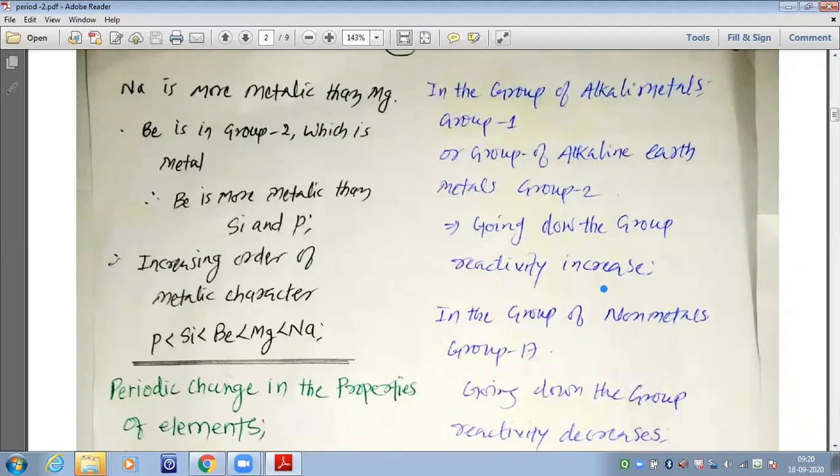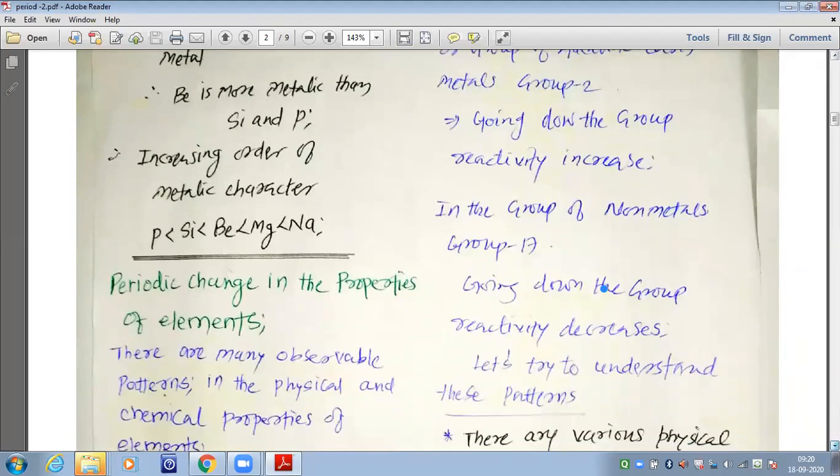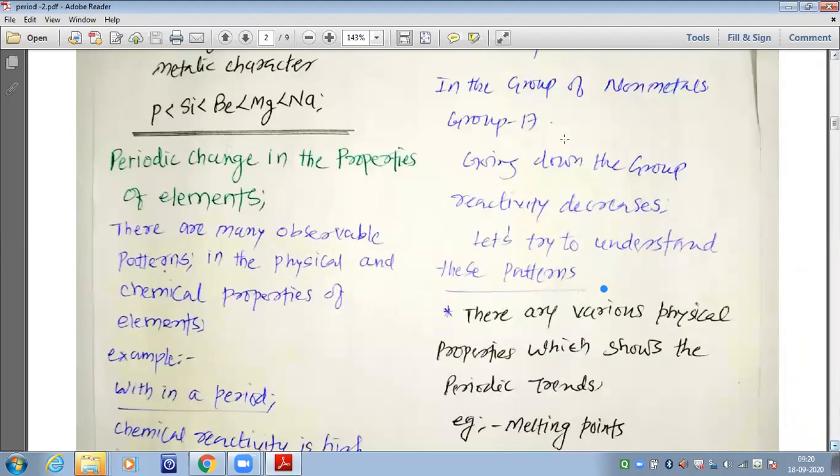Same way in group number 17, when we go down to the non-metals, group number 17 is the group of the non-metals. So going down the group, reactivity decreases. So if the group is made up of non-metals, going down the group, reactivity decreases. If the group is made up of metals, then going down the group, reactivity increases. This is the pattern.